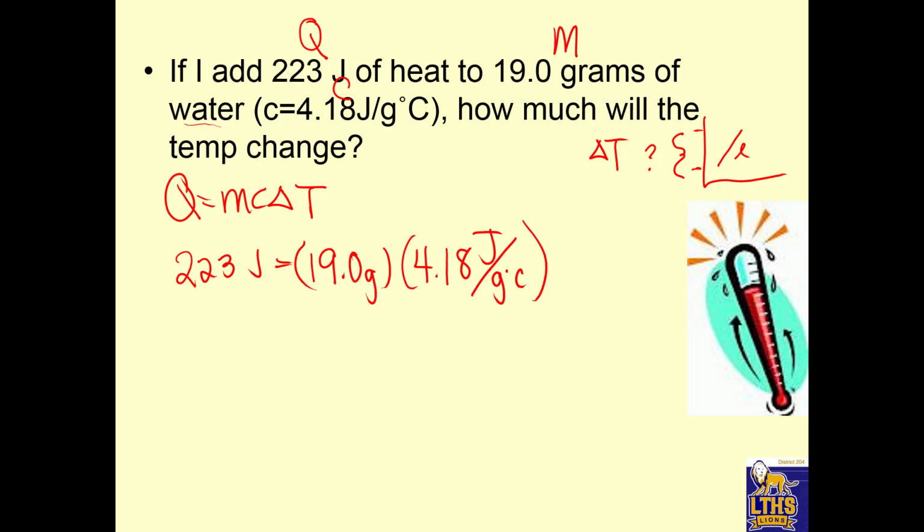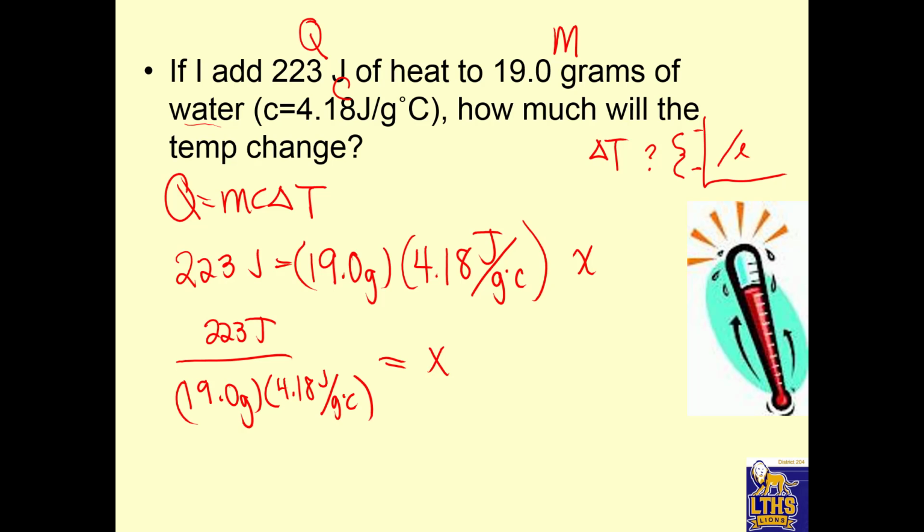And we don't know the delta T, so I'll put X in for that. So to solve for it, X is going to be equal to 223 joules over 19 grams and 4.18 joules per gram degree Celsius. What happens to joules? See you later. What happens to grams? Adios. And we have 1 over C, so we find out that X is going to be 2.81 degrees Celsius.